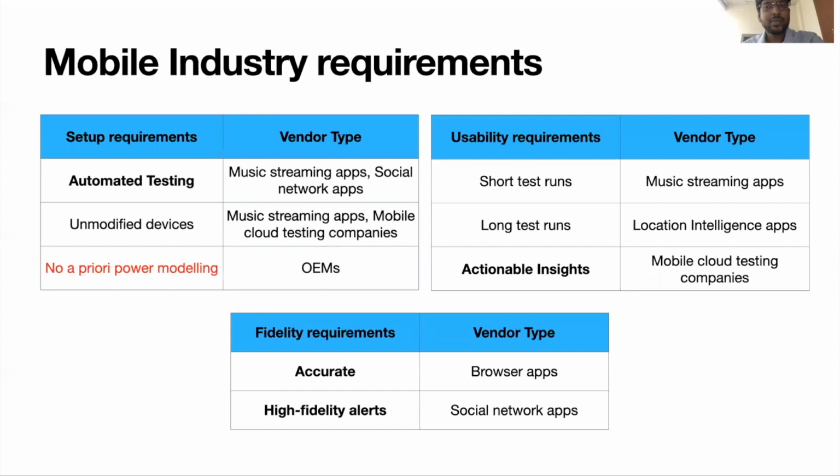So in total, there were these 8 requirements. To address these 8 requirements, we completely revamped the design of eProf to build eTester. eTester can handle 7 out of 8 requirements. We do not handle no a priori power modeling. In this talk, I'll only discuss 4 requirements highlighted in bold. If you're interested in the other requirements, please read our paper.